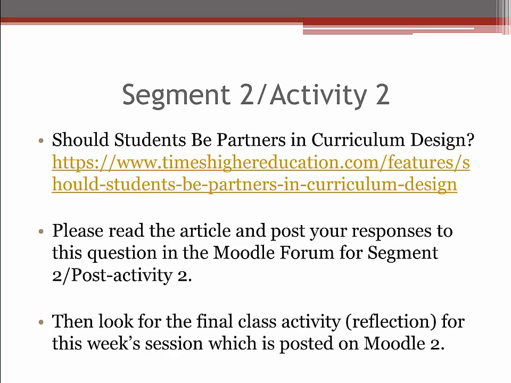Hi, welcome back. For your next activity in this session, please read the article, Should Students Be Partners in Curriculum Design, and post your responses to this question in the Moodle forum for Segment 2, Post Activity 2. You will also need to respond to 2 of your classmates' posts. Then, look on Moodle 2 for the final class activity, which is a reflection for this week's session. Afterwards, please proceed to the next activity.